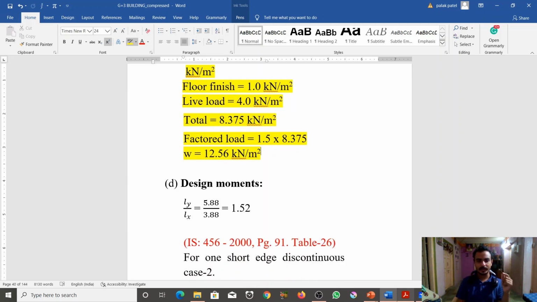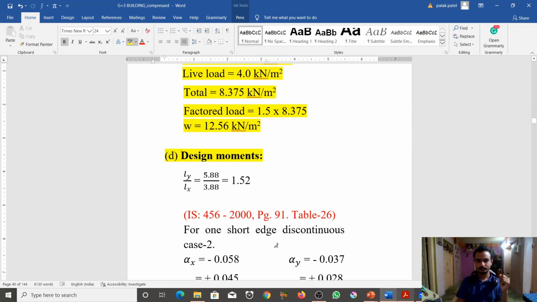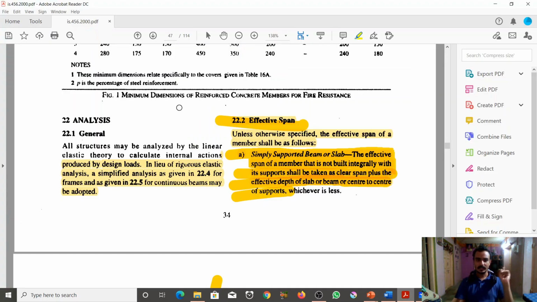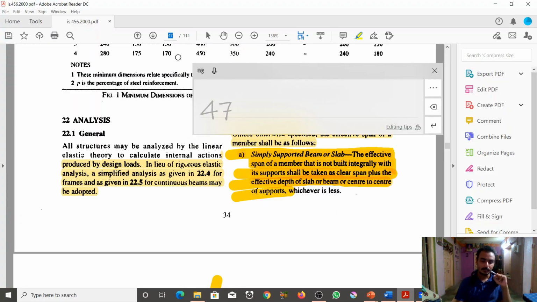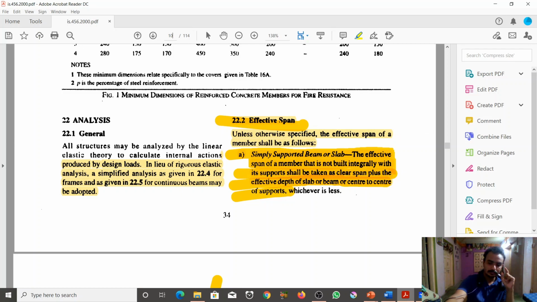Now we have to find the design moment. To find the moment, we have to follow IS 456, page number 91, Table 26.